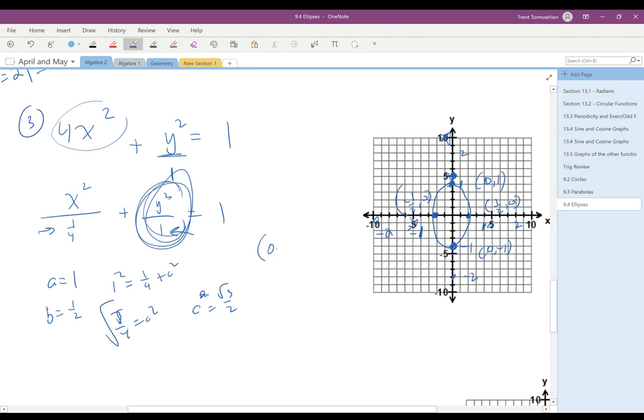So it'll be 0, square root of 3 over 2, and 0, negative square root of 3 over 2. That's going to be your foci.